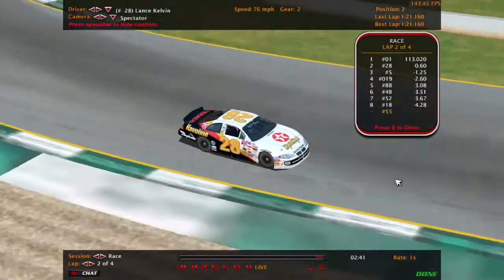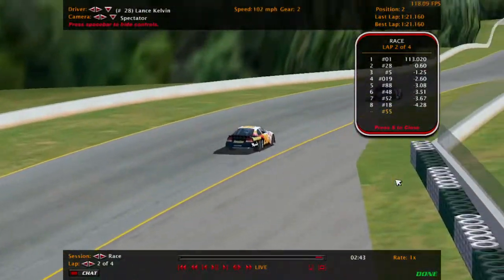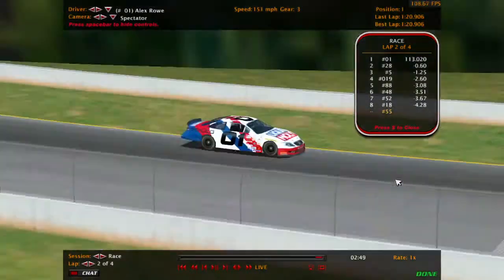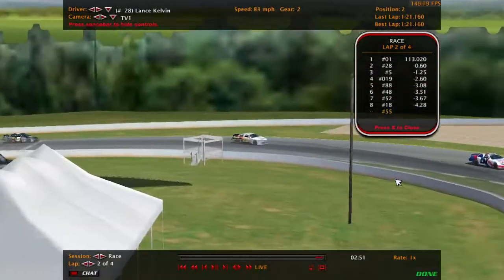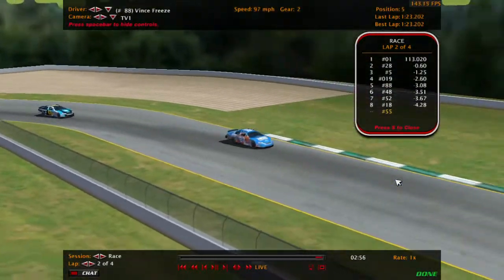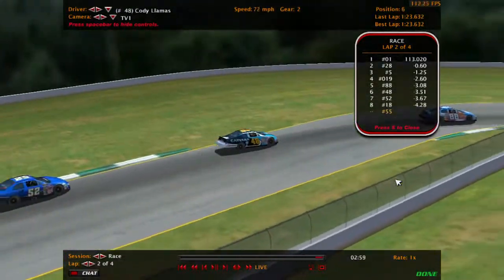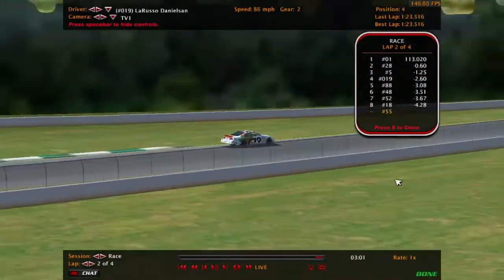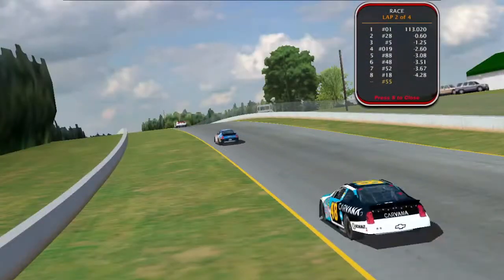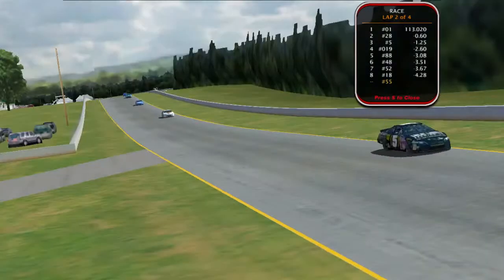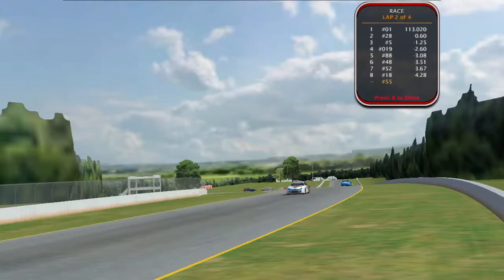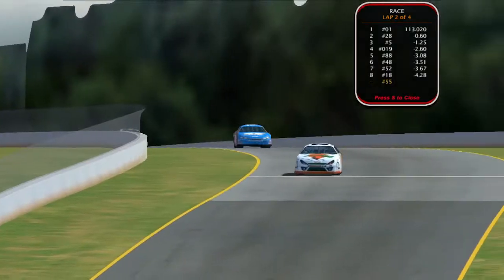So far, so good here at Road Atlanta. Alex Rowe has a really large lead right now over Lance Calvin, Cameron Taylor in 3rd, LaRusso Danielson in 4th and Vince Freeze in 5th. We're not seeing a big run here from anybody further back. And overall, pretty clean racing so far out of Heat A. We thought Heat A might be a more competitive one because there's a lot of really strong cars in this, but not as much action as we thought.